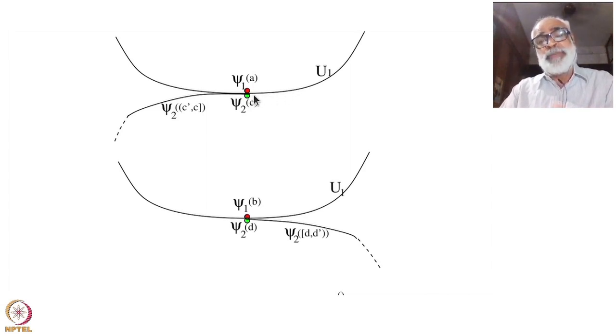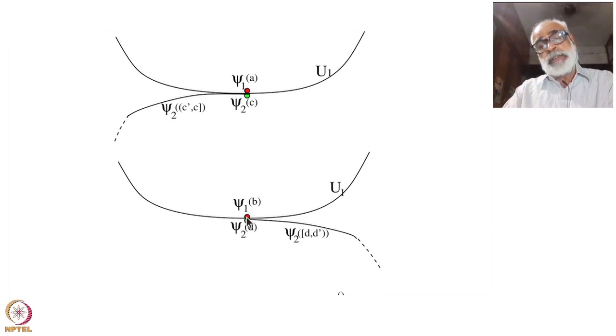Yeah, this is not the end points of the intervals. This portion will be common. So for every open interval, open neighborhood of psi 1 of A inside the U1, there will be some portion in common with psi 2 of A. This is the intersection part on the left hand side. Similarly, here there will be an intersection part on the left hand side. These portions are distinct, fine.